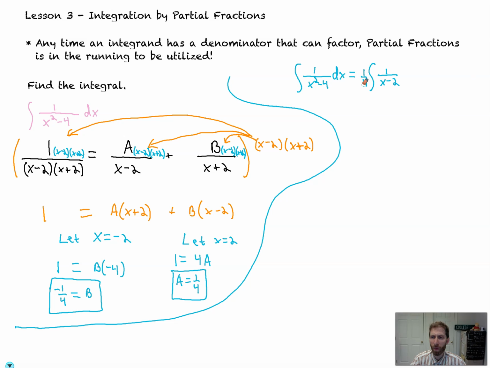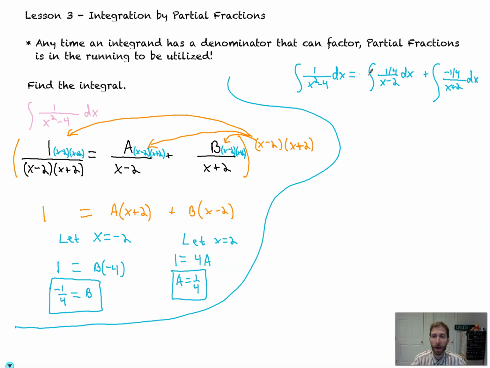Then, you know what? Maybe I won't do that. I don't want to skip steps here. I'm going to put the 1/4 right in there. That's your a. Plus the integral, we're separating into two parts, of negative 1/4 over x plus 2. That's it. You have now rewritten your integral so that we can integrate both of those. And they're actually easy integrals to take.